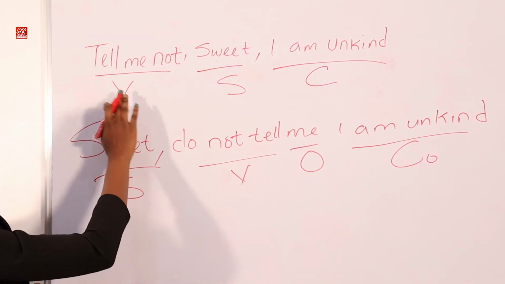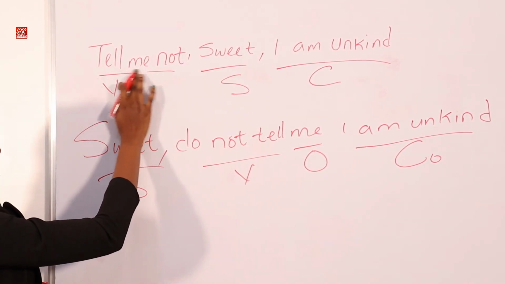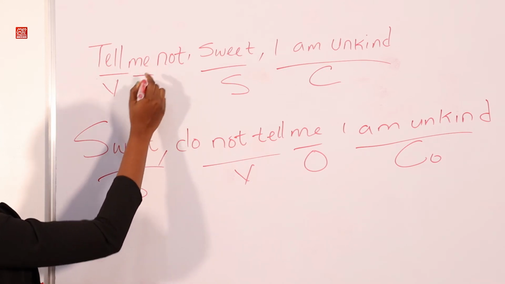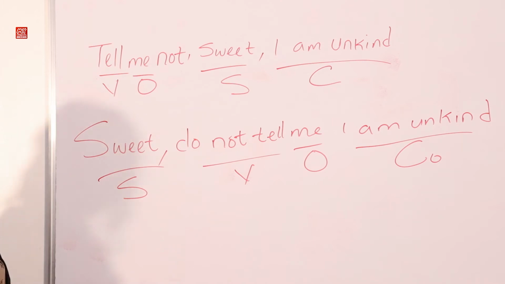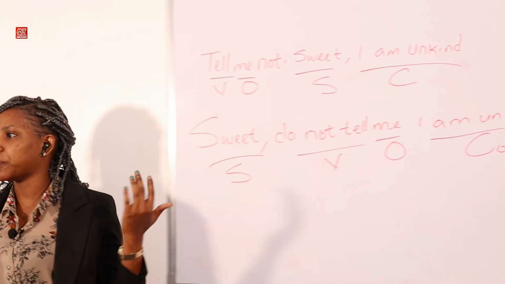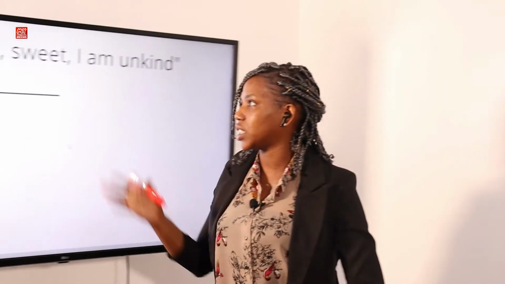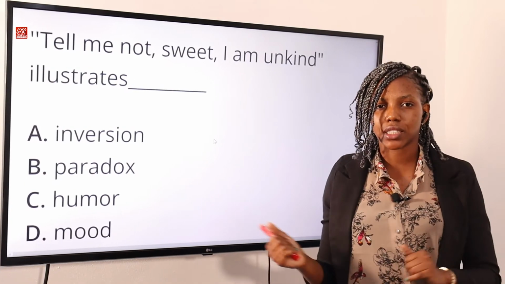So I think this is the verb instead, and this is the object. This is how it should be: Sweet, do not tell me I am unkind. Judging from my explanation, we can see that this is a wrong sentence structure, and option A, therefore, is the correct answer to this question.